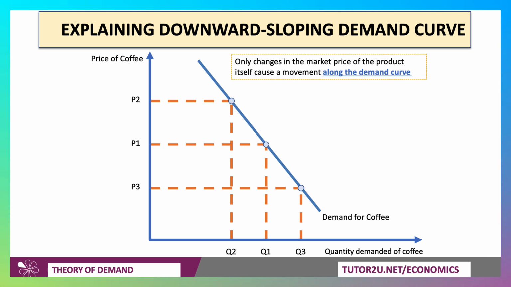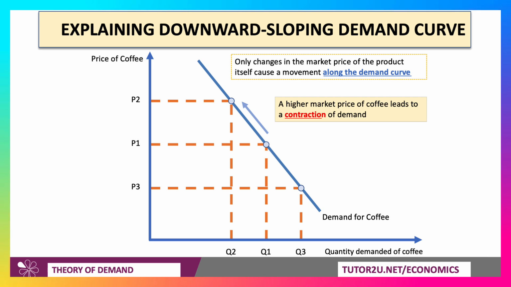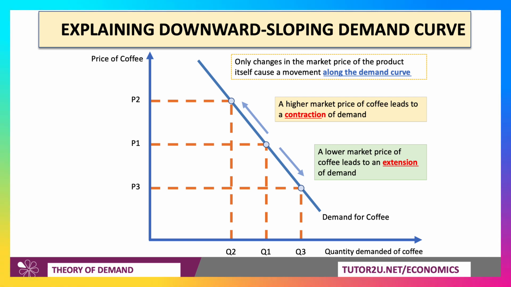So here's a normal demand curve, downward sloping demand for coffee. Only changes in the market price of the product cause a movement along the demand curve. So a higher price from P1 to P2 leads to a contraction of demand for coffee. A fall in price of coffee leads to an extension or expansion of demand. Changes in factors other than price will cause a shift in the position of the demand curve.